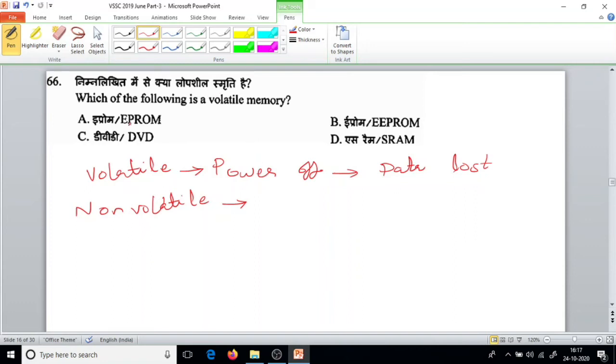Now option A, EPROM, electrically programmable read only memory. Option B, electrically erasable programmable read only memory. Option C, DVD. Option D, static RAM. This static RAM is the answer, option D. For this RAM, static RAM as well as dynamic RAM, whenever power goes, the data is lost. So the answer is option D, static RAM.